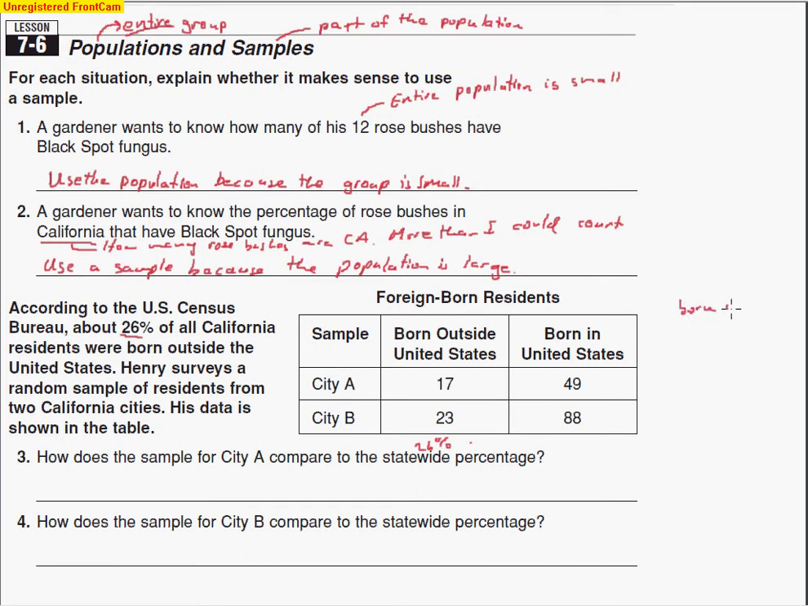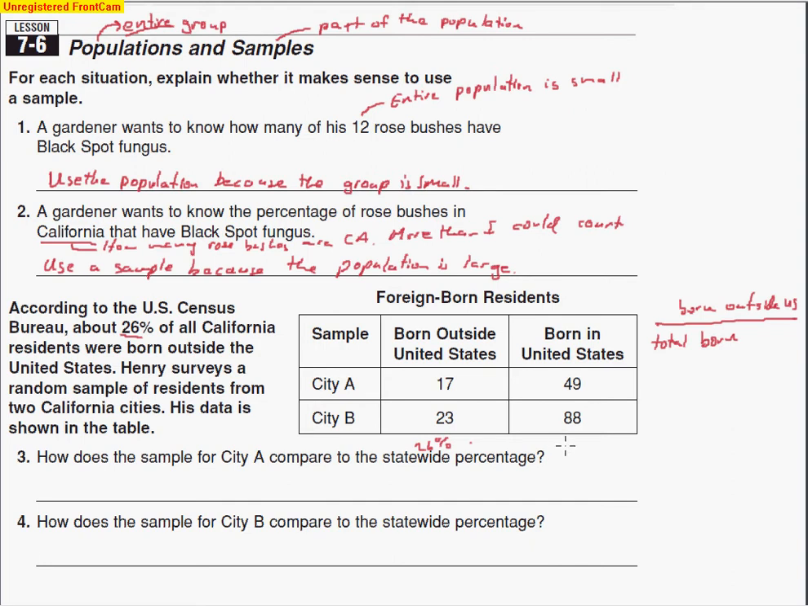Born outside U.S. over the total born. And so that's the key, it's born outside the U.S. over the total born. And we're going to see if it does equal about 26%.